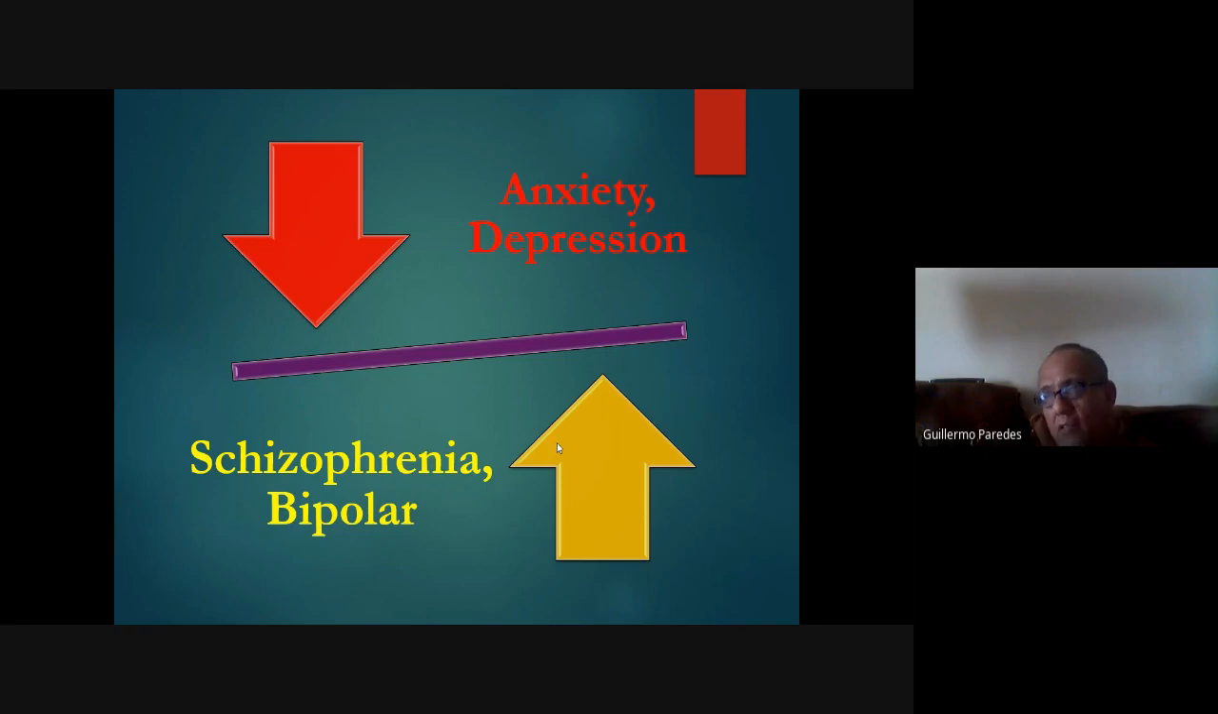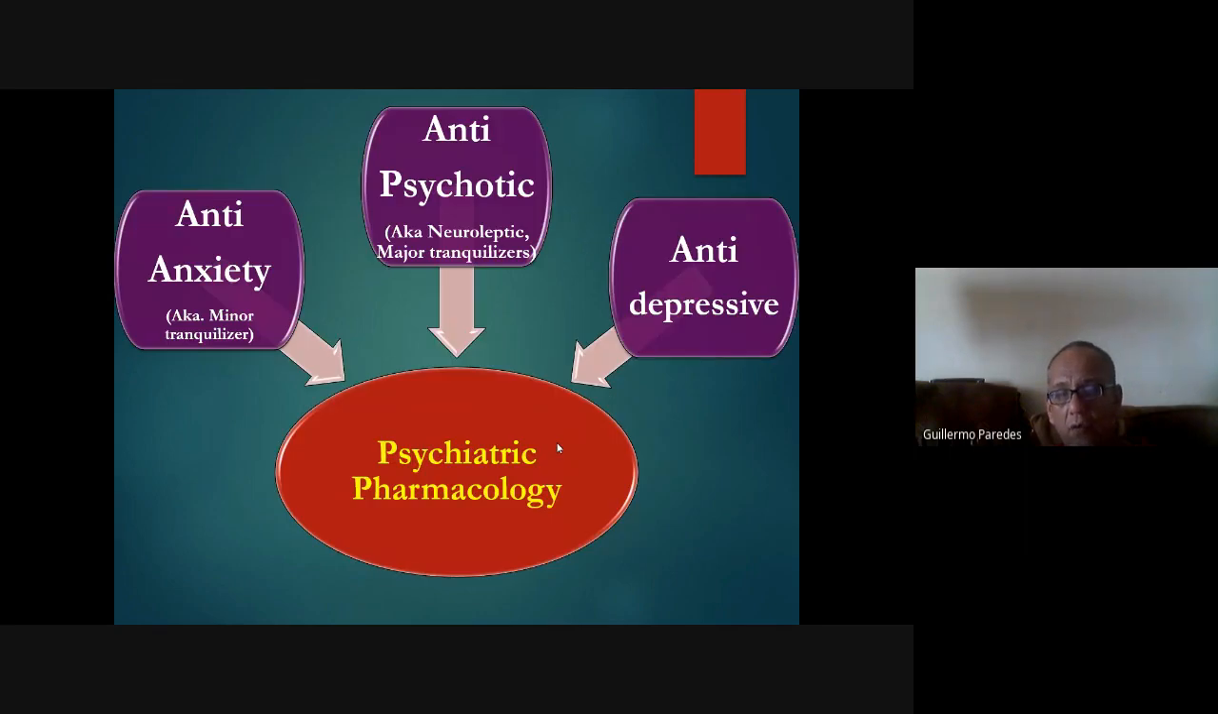Depression, anxiety, your neurotransmitters are low. So what we need to do is to increase them with drugs. Okay with that? Right? So that is the general principle of what we are going to see today. All right?